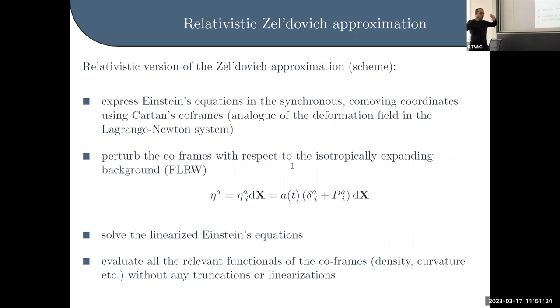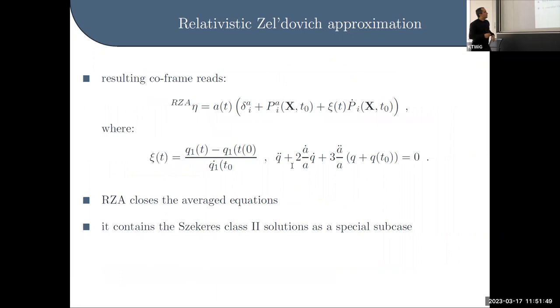So once we have this Einstein equation expressed in terms of the Cartan coframes, which are perturbed, we linearize it to solve for the perturbation. And once this solution is obtained, we evaluate all the relevant quantities like curvature, density, all the Weyl tensors, without further truncating anything, so without getting rid of higher order terms. So this is the solution coming out of these considerations. This is an equivalent of this deformation tensor. And we have, again, as in the previous example in the Newtonian case, this time-dependent function, which is a solution to the equation for the density evolution in the usual perturbation theory.